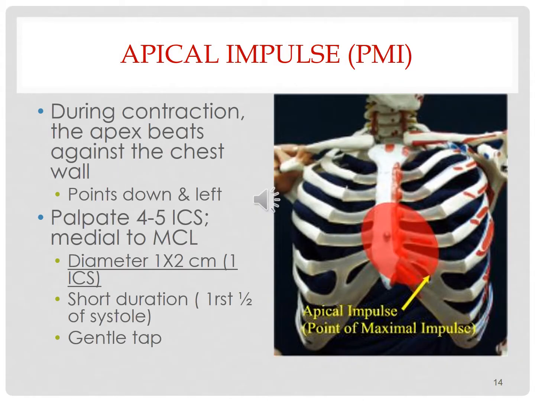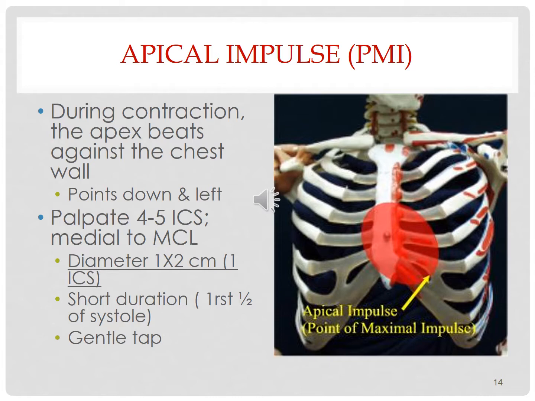The apical impulse, also known as the point of maximum impulse, is a pulsation created as the left ventricle rotates against the chest wall during systole. It's easier to see in children and those with thinner chest walls. It's usually felt as a gentle tap and normally 1 to 2 centimeters in size.